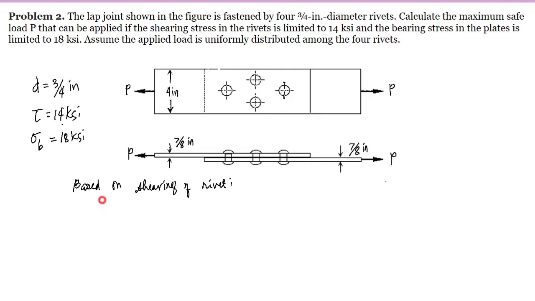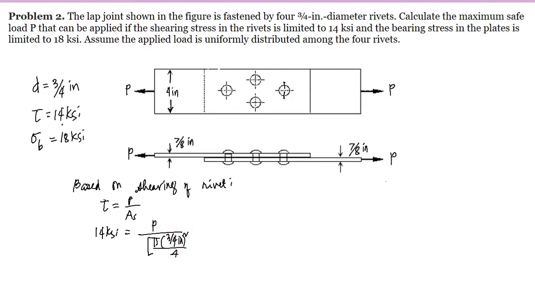So we have here the shear stress is equal to the force over the shear area. Given is the allowable shear stress, which is 14 ksi, P is unknown, over the shear area, which is equal to the cross-sectional area of the rivet. So we have here pi d squared over 4, so pi times the diameter, 3/4 inch, squared over 4.